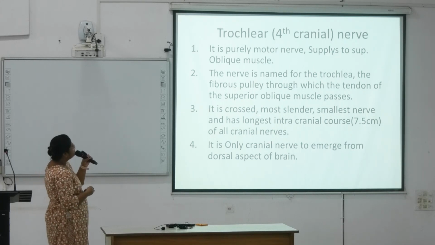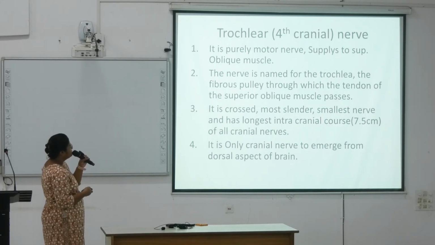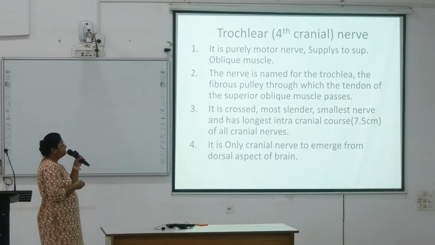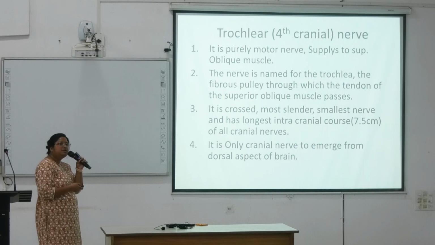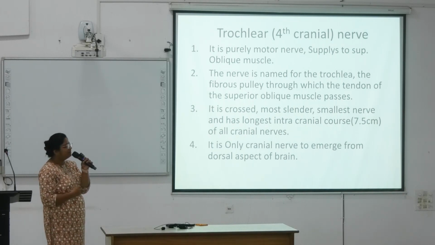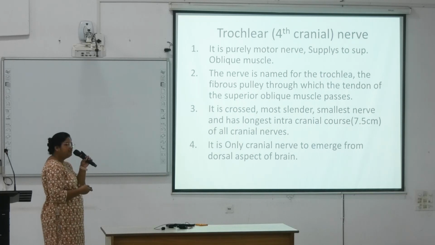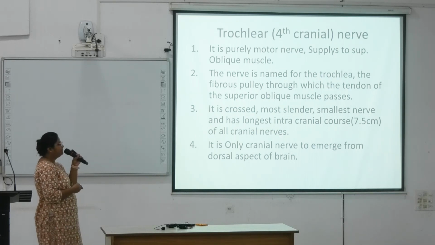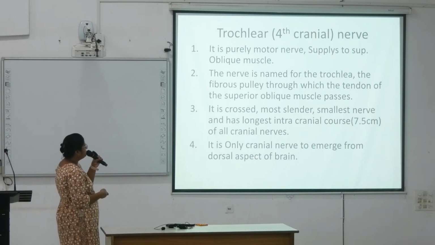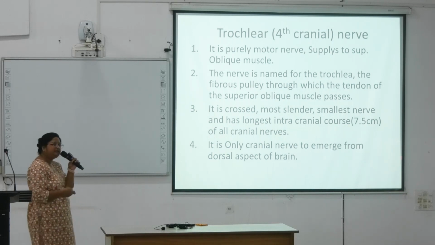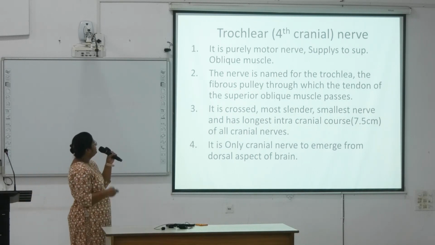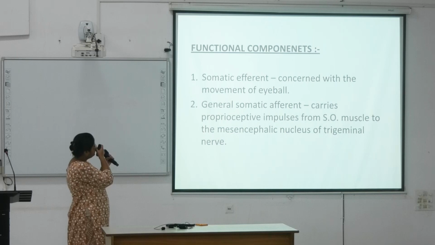It is the most slender, smallest nerve and has the longest intracranial course. This is also important for your MCQ. The trochlear nerve has the longest intracranial course, almost 7.5 centimeters, of all the cranial nerves. Okay, and it is the only cranial nerve to emerge from the dorsal aspect of the brain. These points are important for your MCQ questions.